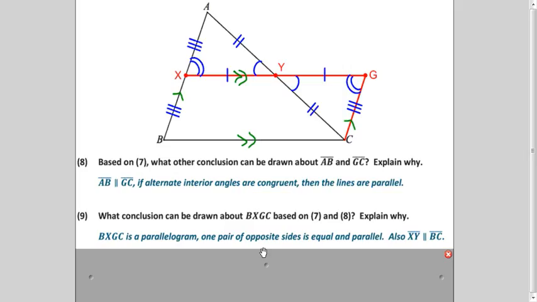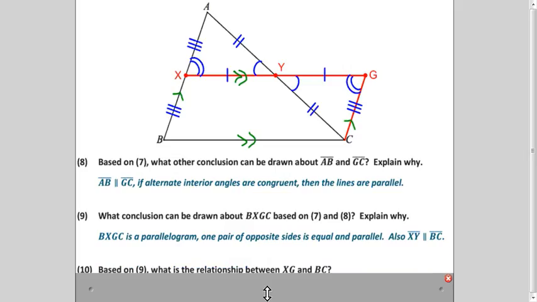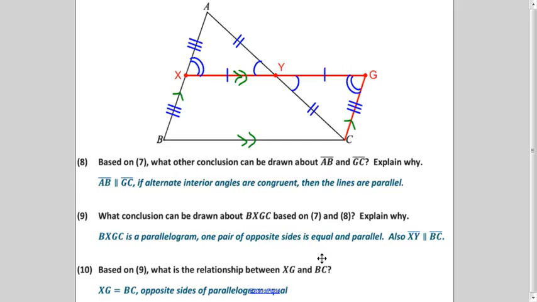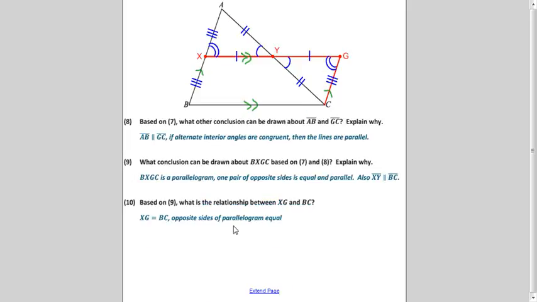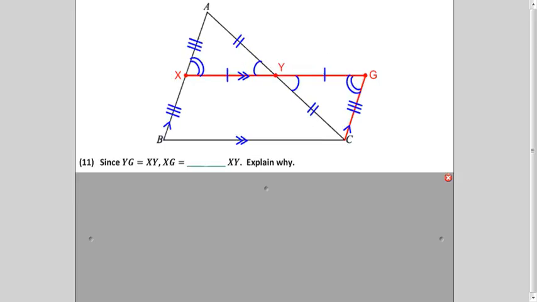So the other part is we want to show that the midsegment is half the length of the opposite side. So what's the relationship between XG and BC? We have a parallelogram, so those measurements are equal. Opposite sides of a parallelogram are equal in measure. Okay, so let's finish this up. We have YG equal to XY. And since both of these halves are the same, XG must be twice XY.